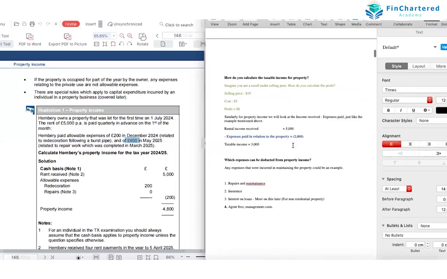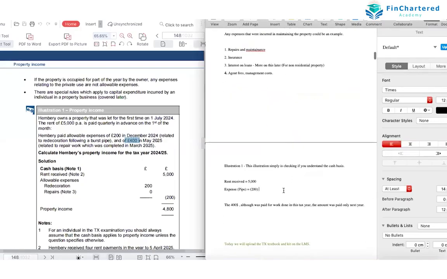That's why I said this illustration is simply checking your understanding of the cash basis. So the 400 is not deducted in this tax year. Therefore, the property income for this tax year will be 5,000 minus 200, which is 4,800.